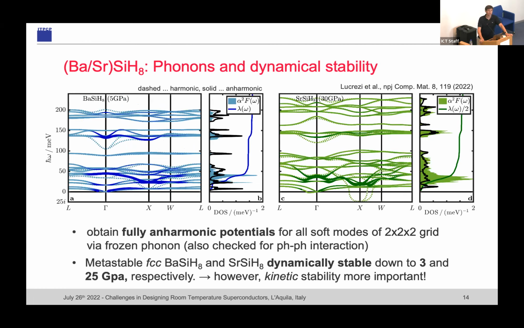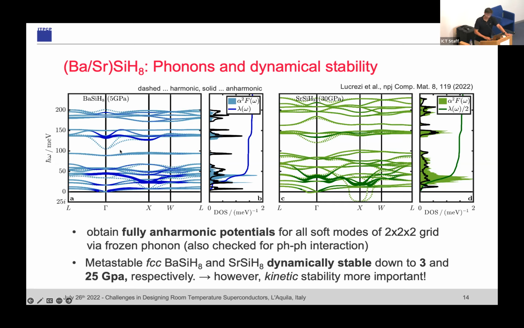So first, before I present you the Tc calculations, I want to show you again the phonons and dynamic stability. So again, we calculated the phonon properties for these two compounds, and we did this for quite a range of pressures, from 0 gigapascals to, I think, 50, 70, 80 gigapascals. And what you see is that you have a few modes, of course, that start to become soft as you decrease pressure.